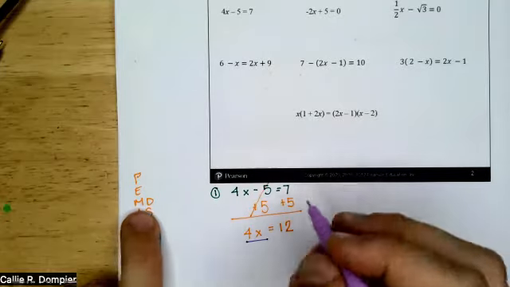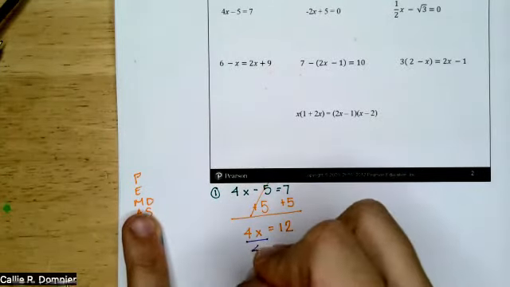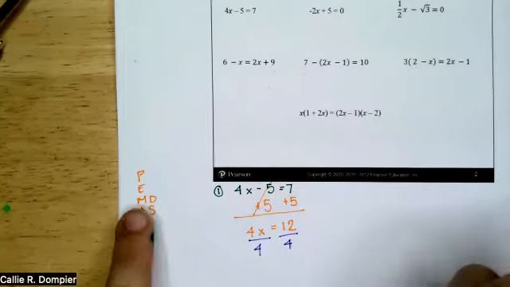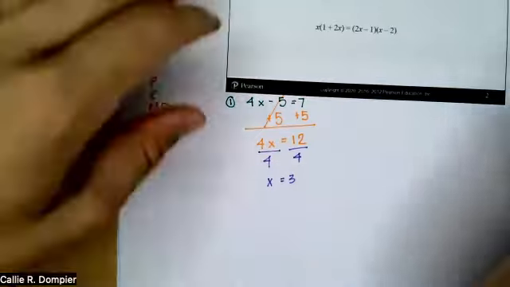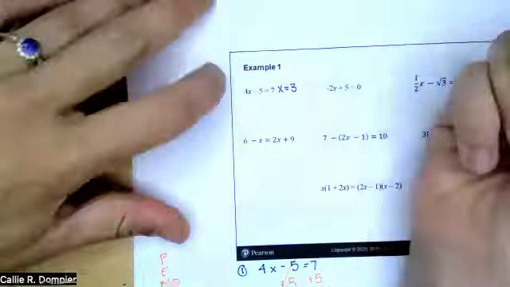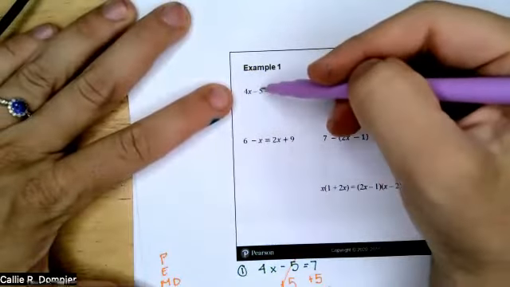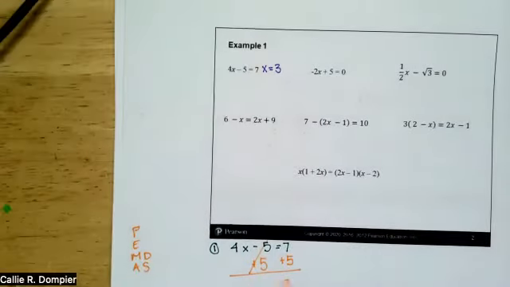Now I only have something being multiplied. The opposite of multiplying is dividing. So 4x would be divided by 4. 12 divided by 4 is 3. Good. So here our answer is x is 3. 3 times 4 is 12. 12 minus 5 is 7. That does work, but always check it, right?